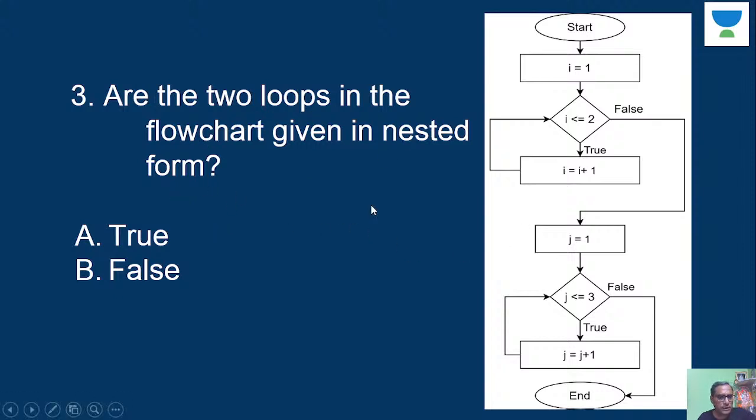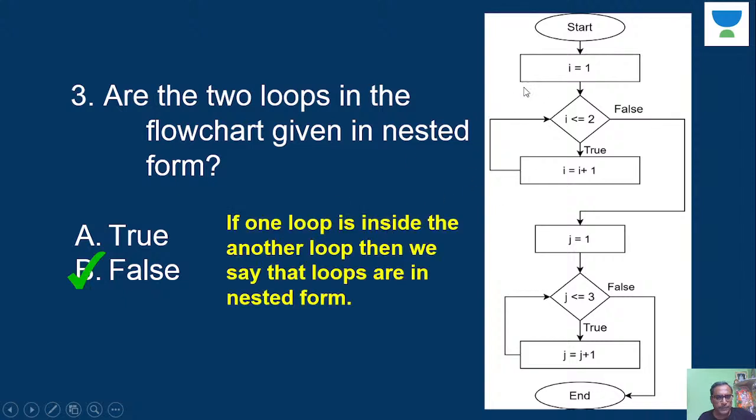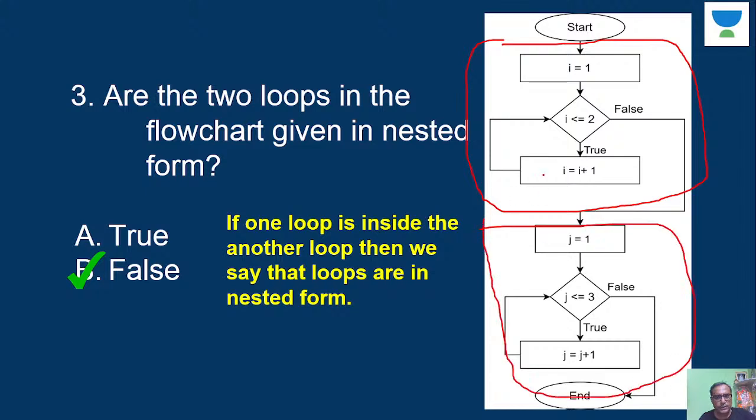Are the two loops on the flowchart nested? See here, the flowchart has started from here, and this is the first loop and this is the second loop. They are not at all nested. They are sequential, one after another. The first loop is getting terminated here, then the second loop is getting terminated here. So they are not nested, they are sequential. So we shall go for the option false.